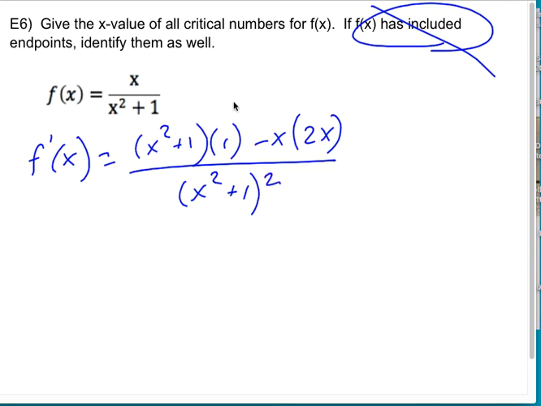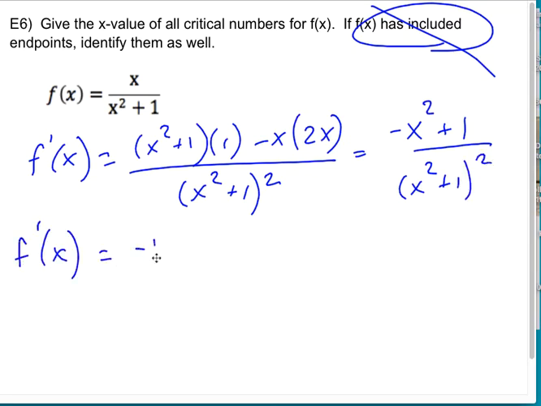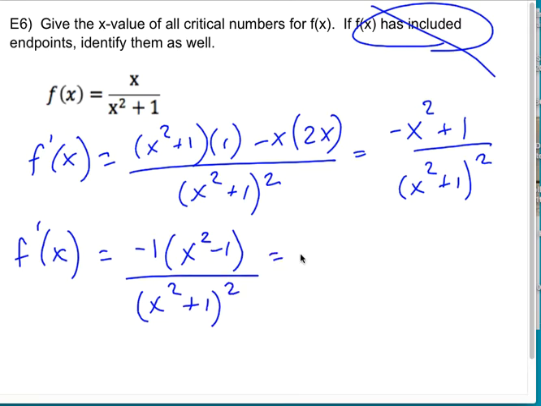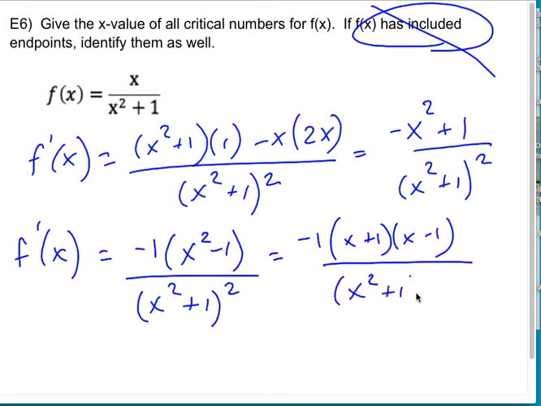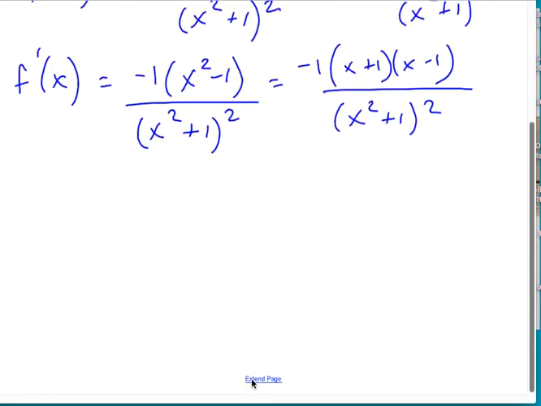Right. So the numerator ends up being an x squared plus 1 minus a 2x squared. So I think I get a negative x squared plus 1 over this x squared plus 1 quantity squared. If I clean up my numerator a little bit, I'm going to rewrite this as a -1 times an x squared minus 1, because it's a difference of squares and it's nicer that way. So I'm going to rewrite this as a -1 times x plus 1 times x minus 1. On the bottom, I have a sum of squares. Sum of squares are not going to factor over the reals, and also they are always positive.